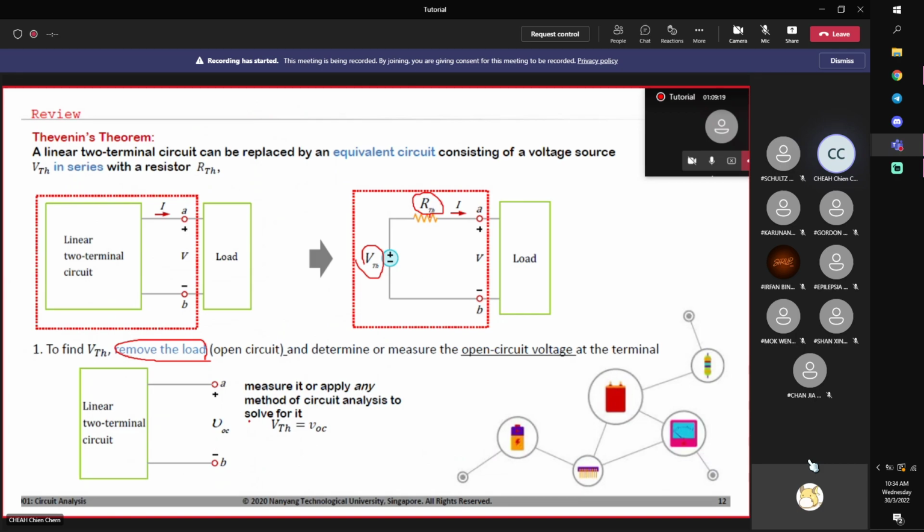Then the remaining circuit without that load is a new circuit, right? It's a new circuit. Once something changes, it's a new circuit. You should find the open circuit voltage across this terminal after removing the load, and that is actually your VTH. Right? That is actually your VTH.